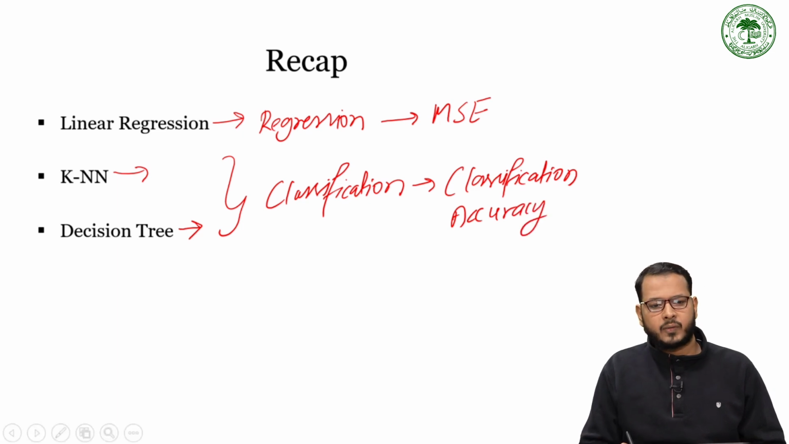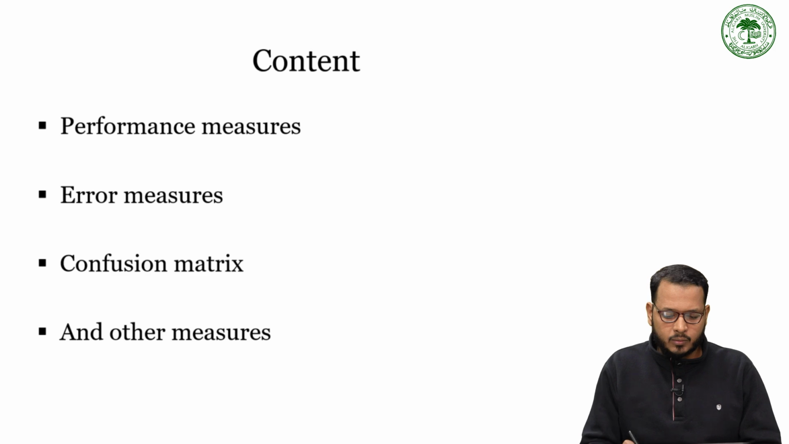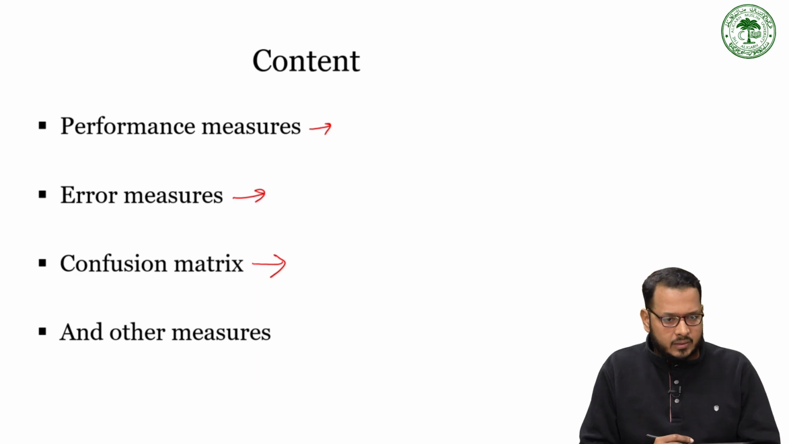However, there are other performance measures as well, which give us a different insight about the performance of the algorithm. Today, we will look into that. So, the content of today's slides is as follows. First, we will discuss different types of performance measures. There are error measures also for regression problems. We will look into a very specific kind of matrix called the confusion matrix, and we will discuss some other measures also, like precision, recall, AUC score, and others.